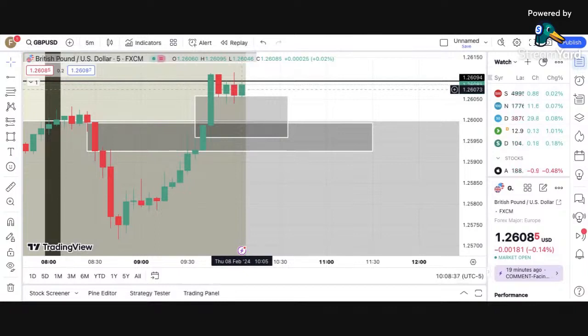Learning support and resistance and the fair value gaps, time of trading like that. There wasn't nothing else, it's nothing else that I need. I can honestly say that. And they're so easy to understand, you know.